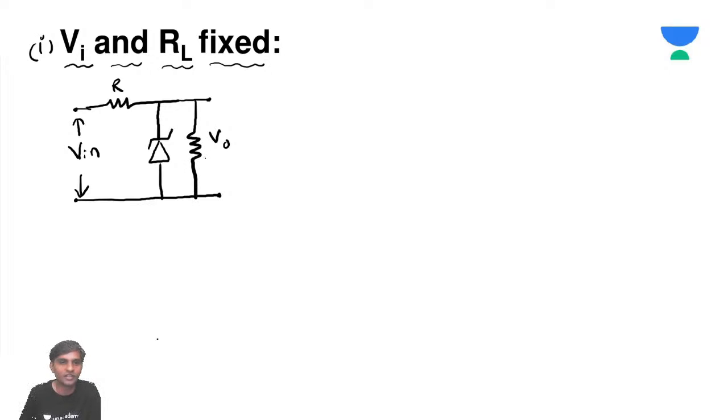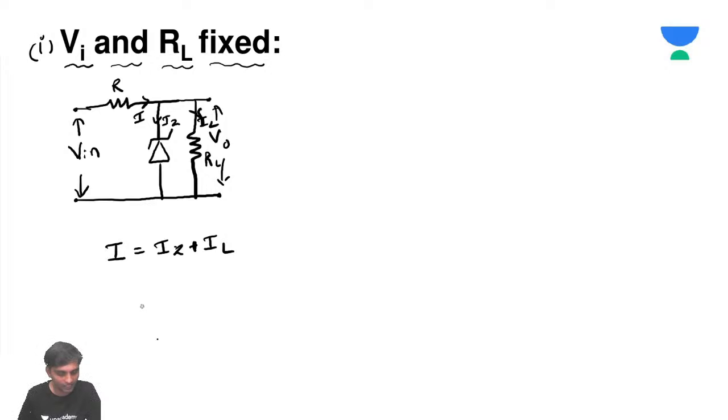Just pay attention. I'm just trying to draw this. And you'll have a V naught. This RL is, let's say, a low resistance RL. Since both V in and RL are fixed, what is I? I is going to be IZ, and this is going to be IL, the load current. So what we know is I is equal to IZ plus IL.